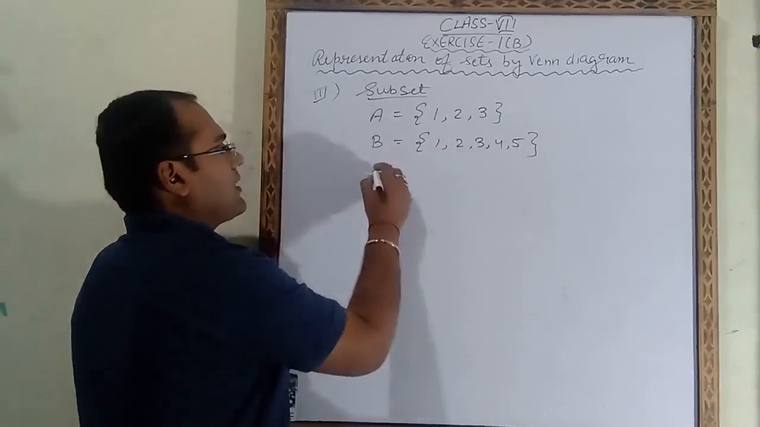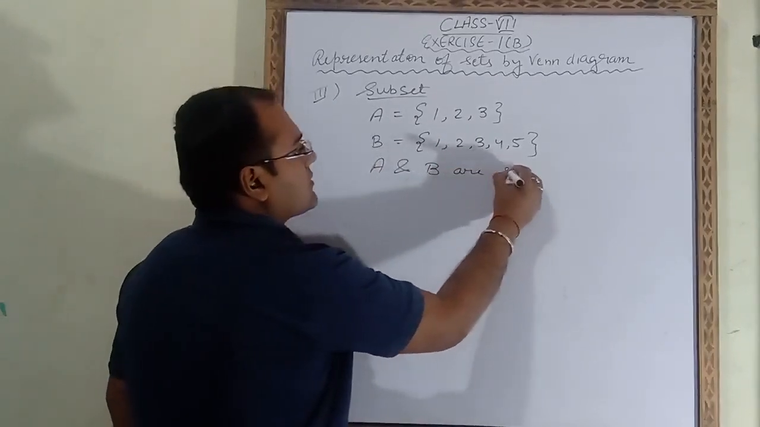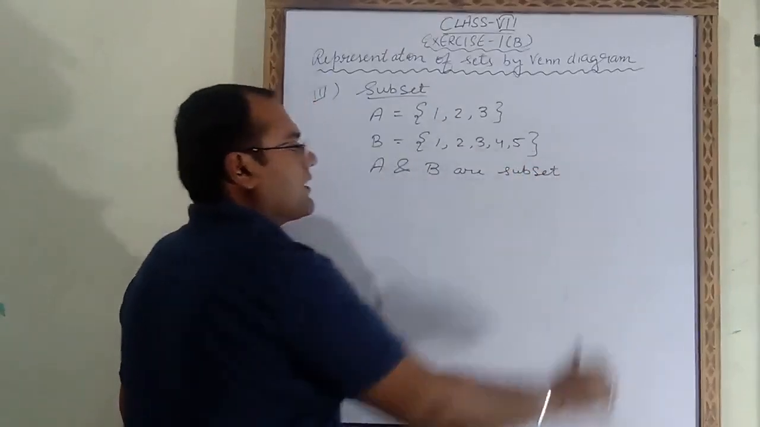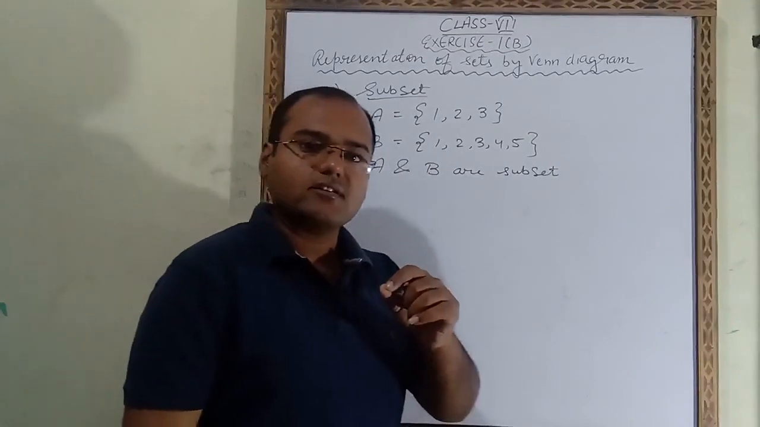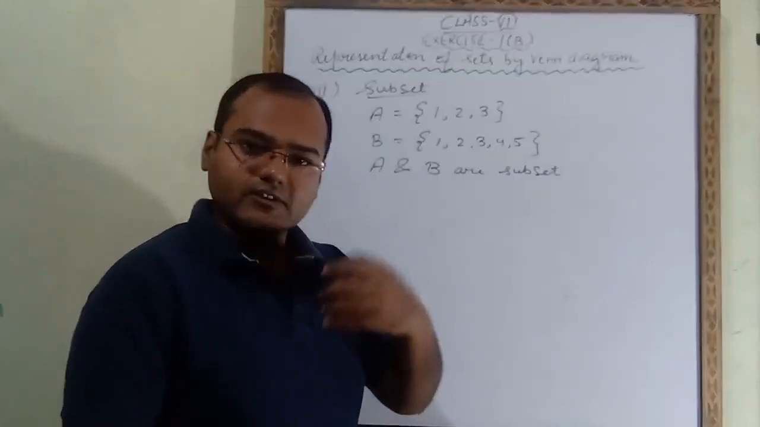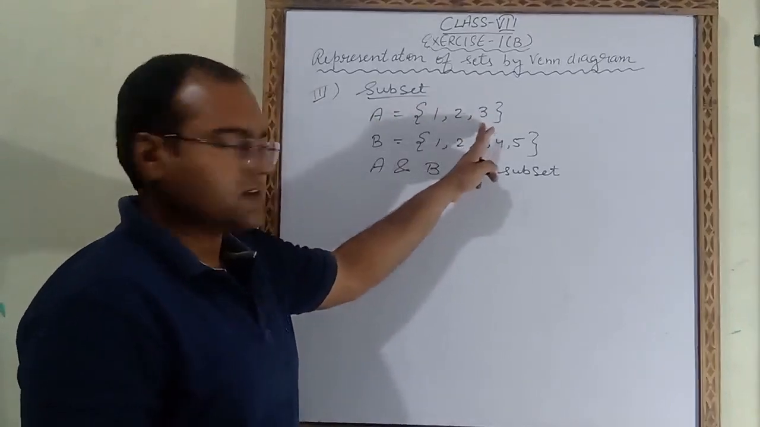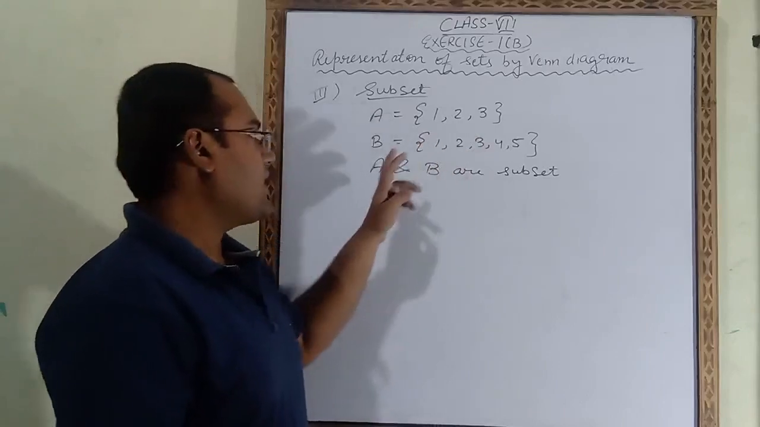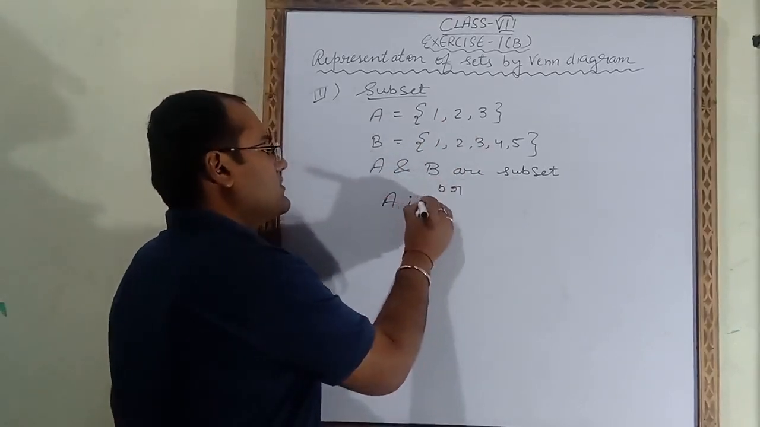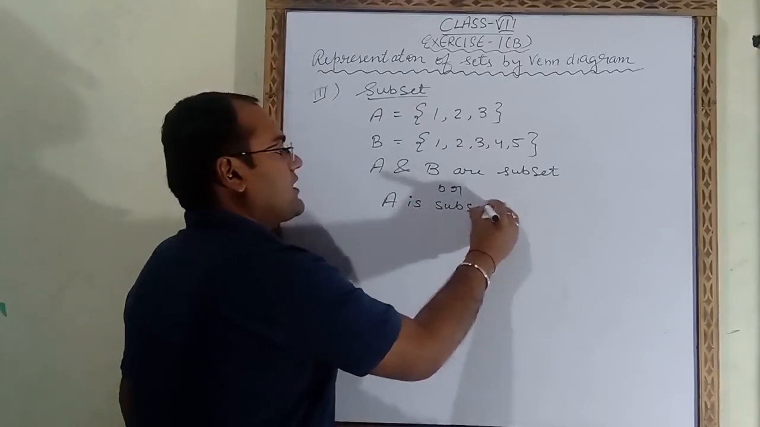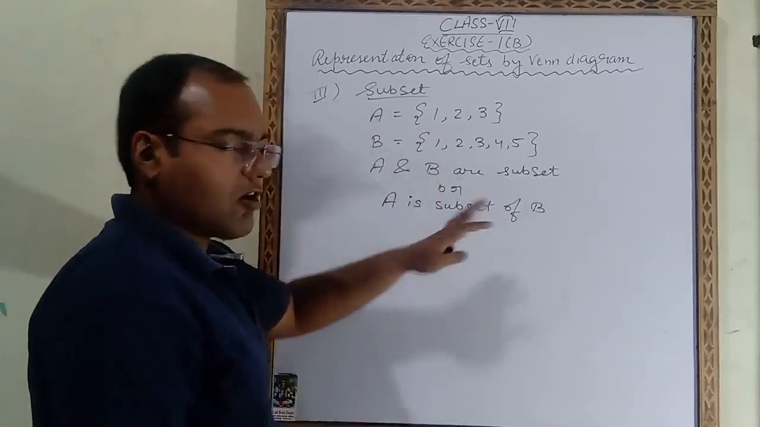So such sets are called subsets. For subset what you have to remember is that all the elements of one set should be in the other set. As we have taken here, set A is 1, 2 and 3. All these three members are coming in B also. That's why A and B form a subset, or we can say A is a subset of B. How will we read it? We will read it as A is a subset of B.